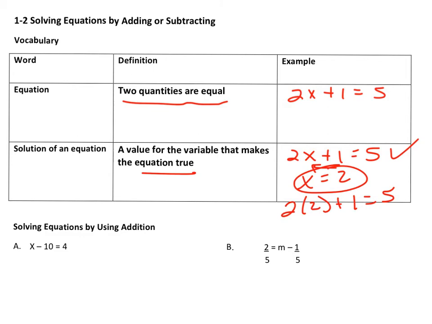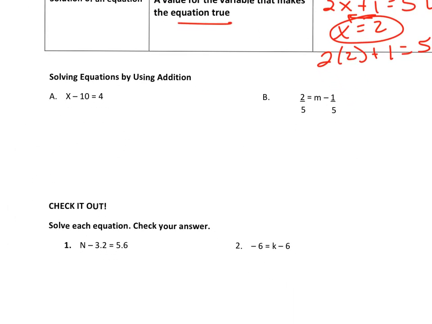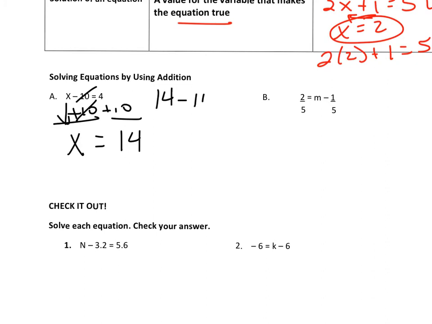All right, now we're going to try these other ones. First thing we're going to do is use addition. In this first one, it's x minus 10. Since I'm subtracting 10, I'm going to add 10 to both sides. The negative 10 and positive 10 cancel out. They're opposites. So you bring your x down, bring down your equal sign, and you get 4 plus 10, which is 14. I could double check it: 14 minus 10 is 4, and 4 equals 4, so it checks out.